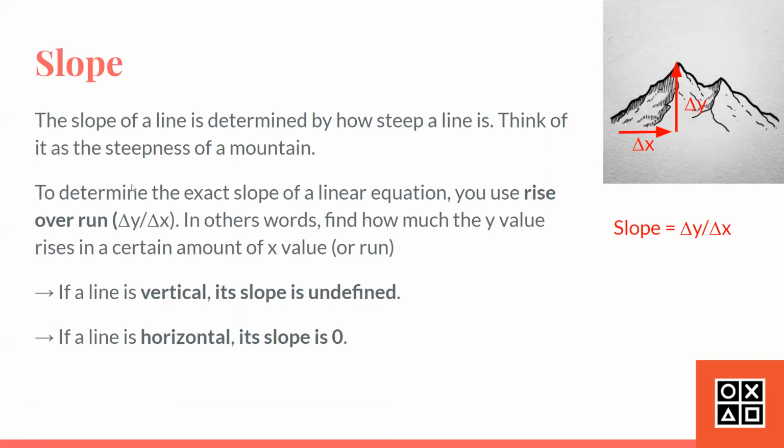And to determine the exact slope of a linear equation, use rise over run, which is y over x, the change in y over the change in x. In other words, find how much the y value rises in a certain amount of x value, or run. So this is the equation to find the slope. If a line is vertical, its slope is undefined, and if a line is horizontal, its slope is 0.